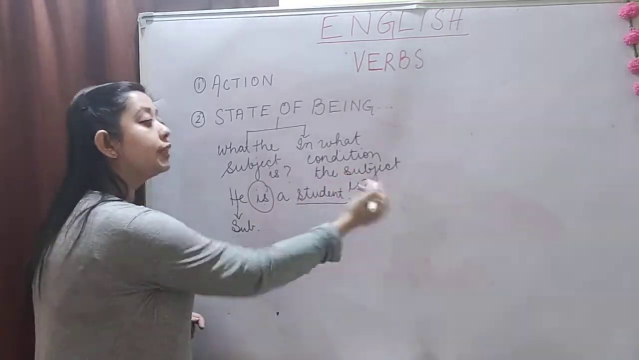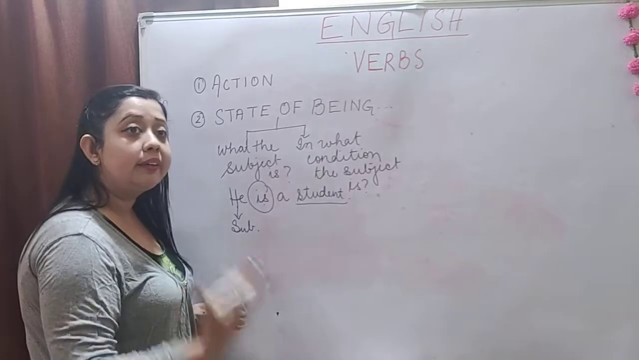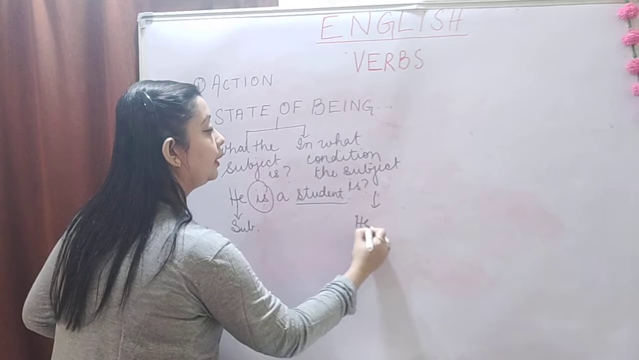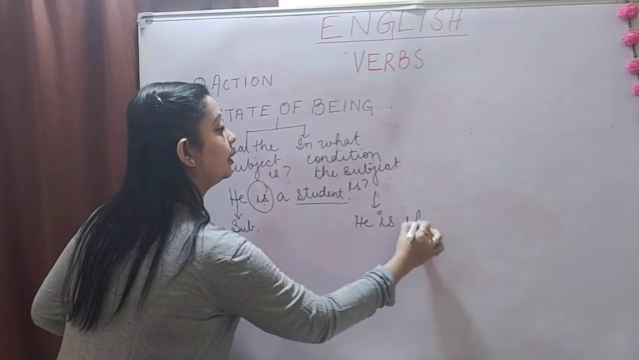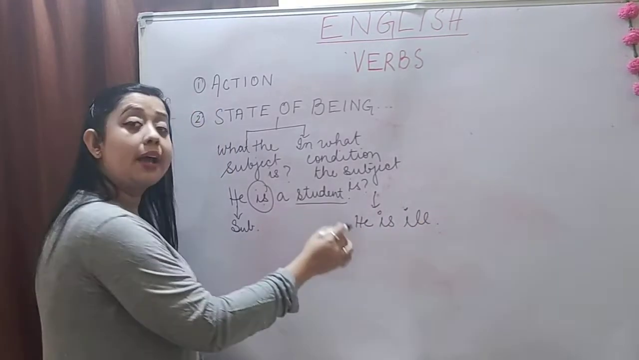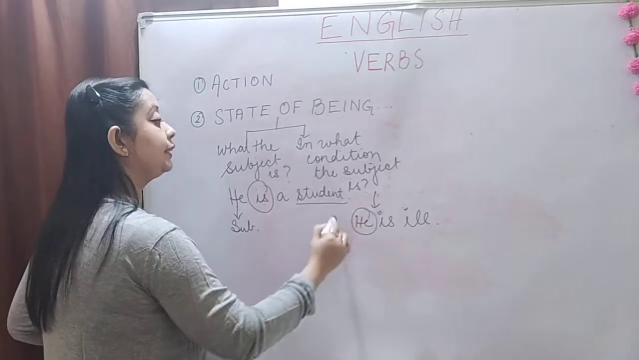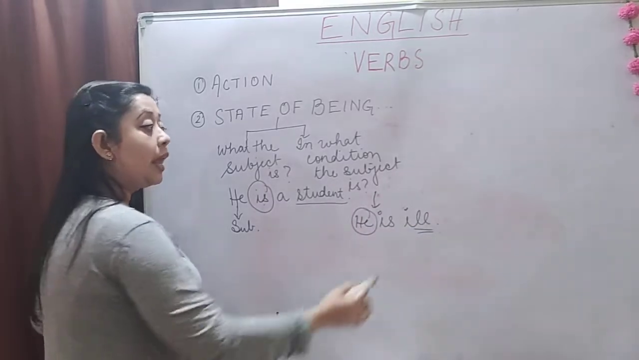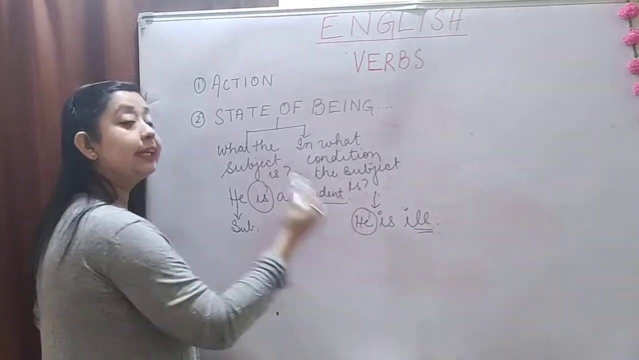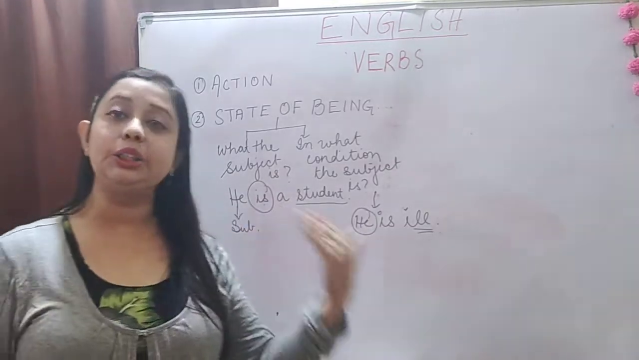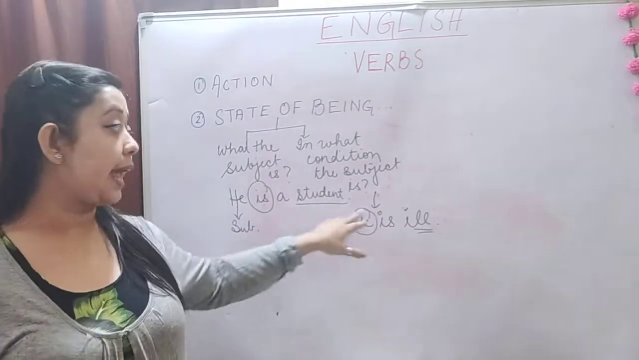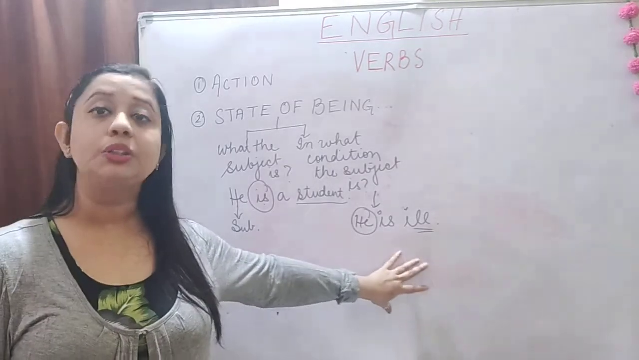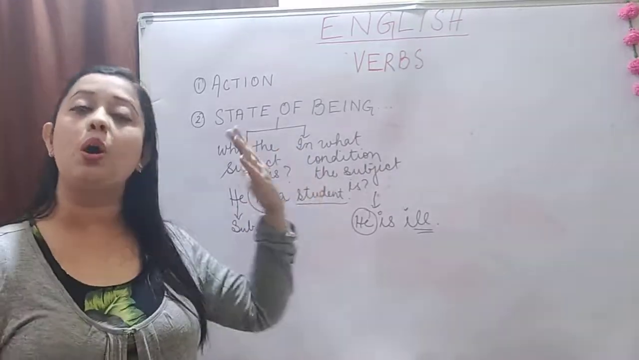Next, in what condition the subject is, where it is, how it is. For example, he is ill. So, now again, he is the subject and it is telling us in what condition he is, ill. So, we understand that at present he is ill. It is telling us the condition, the state of being of the subject at present. So, this is state of being, which we already learned.